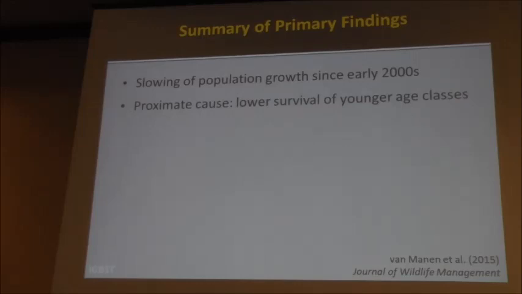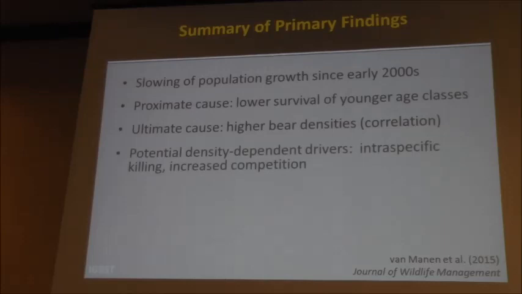We know that the proximate cause of that is the lower survival of younger age classes. There's a little bit of reproductive suppression, but it's pretty minor compared to the lower survival of the younger age classes. The ultimate cause of that was linked to higher bear densities and not a change in food supply based on the change in whitebark pine. So the whitebark pine decline showed no relationship with the change in vital rates of lower survival of younger age classes. It was bear density that showed the strongest relationship. So we see this association of higher bear densities with lower survival of younger age classes, and also with a little bit lower reproductive output. So there's a little bit of reproductive suppression related to densities as well.